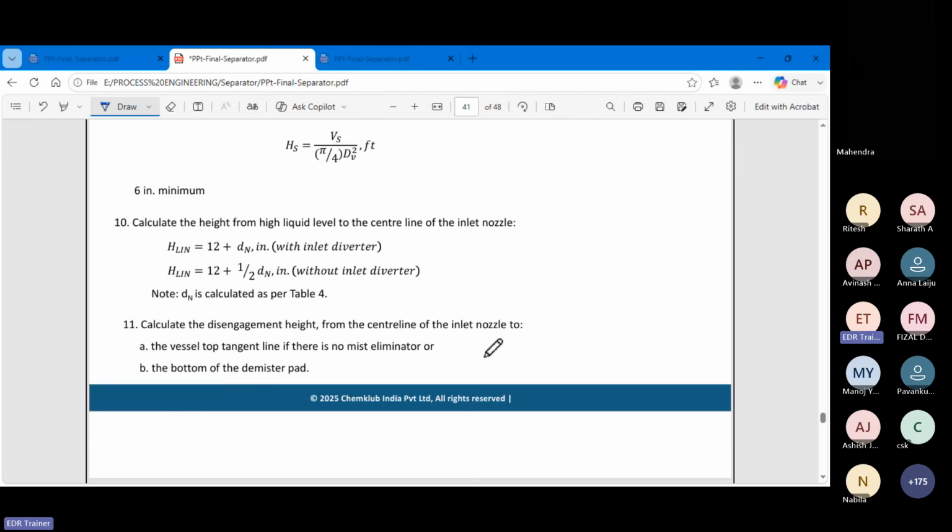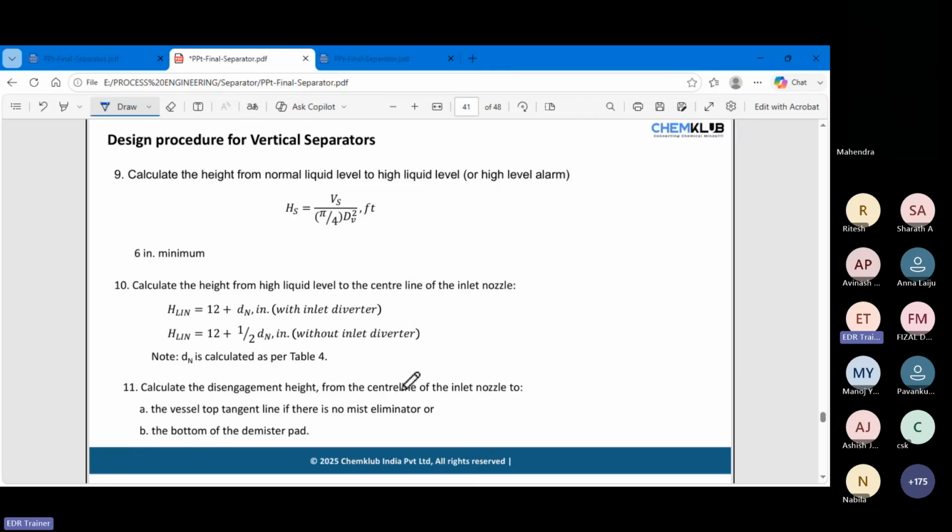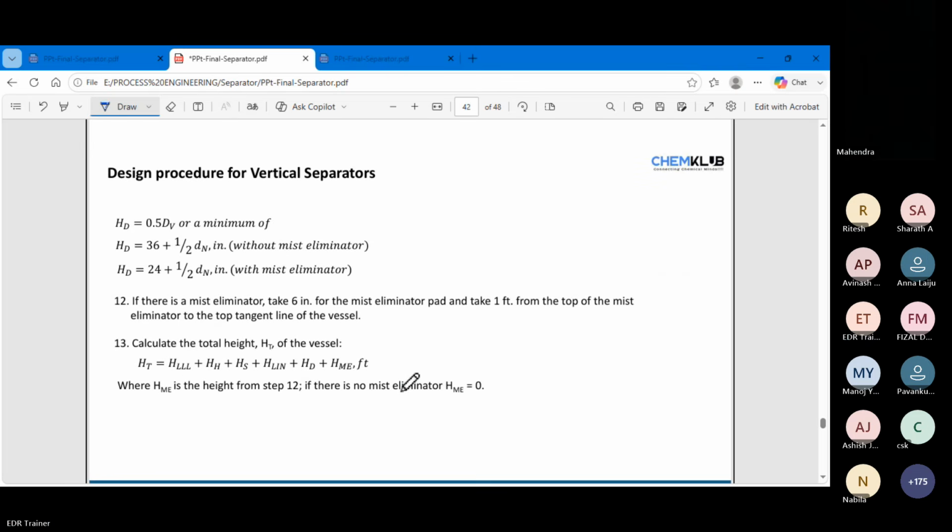The main thing in this two-phase separator is the disengagement space and disengagement height. If you have a good and proper disengagement height, your separation will be good in the two-phase separator. This is the design procedure for a vertical separator: the same, calculating the total height of the vessel. Already we have calculated everything.